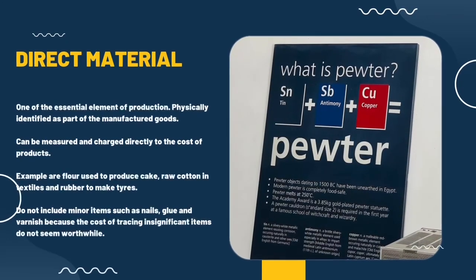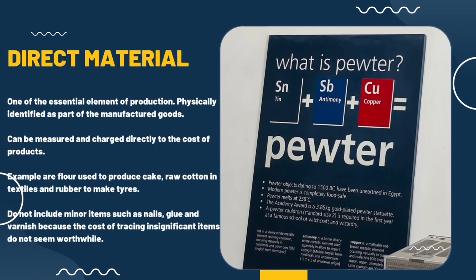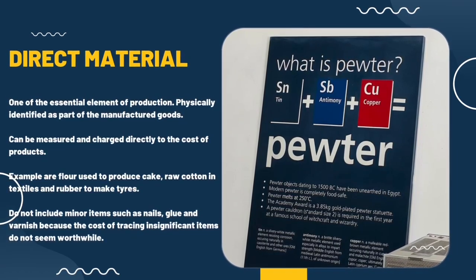What is the direct material? Direct material is one of the essential elements of production. Physically, it is identified as part of the manufactured goods. It can be measured and charged directly to the cost of product. For example, the flour that is used to produce cake, raw cotton in textile, and rubber to make tires. Raw material does not include minor items such as nails, glue, and varnish because the cost of tracing insignificant items does not seem worthwhile.